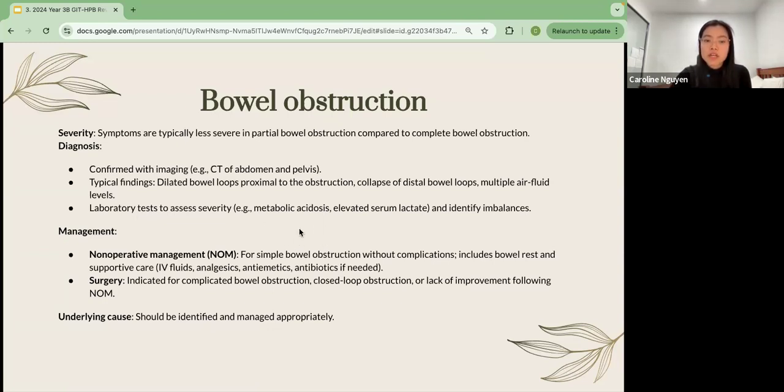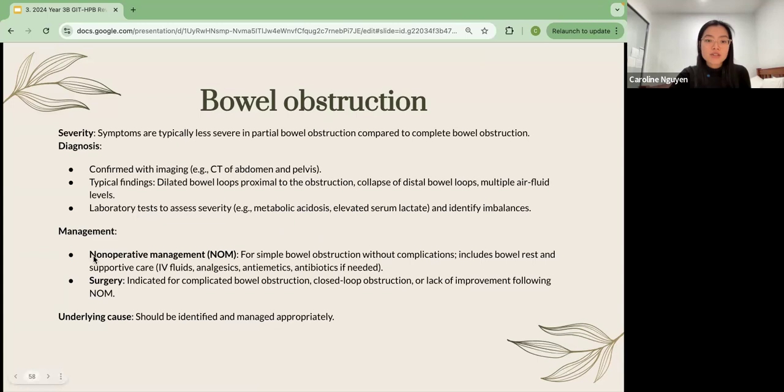Say there's an obstruction. Before the obstruction, there's going to be lots of food staying there, so it's dilated before, and then after that, the bowel is empty, so it's going to be collapsed.